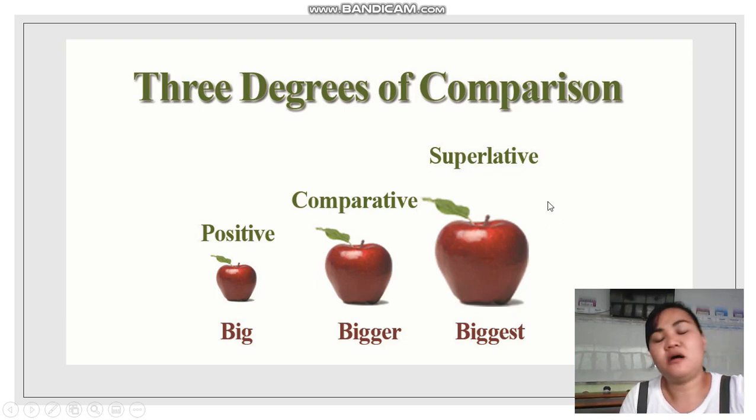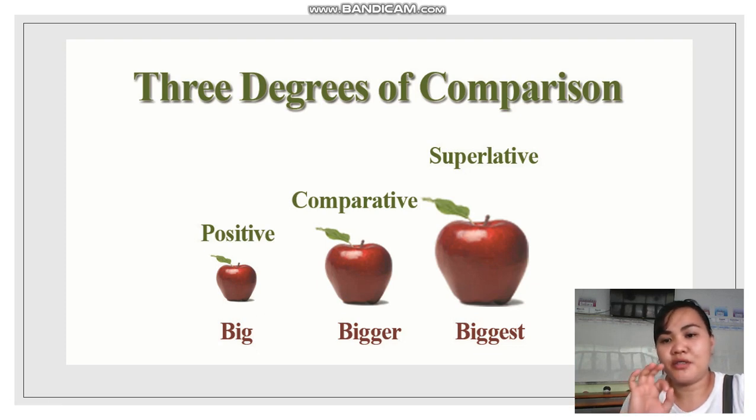When we are describing, or comparing, three objects or things, we are going to use biggest. This is the biggest of them all. This is the biggest apple compared to the last two.